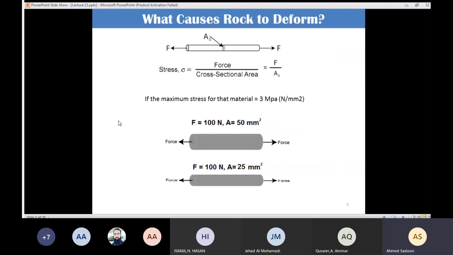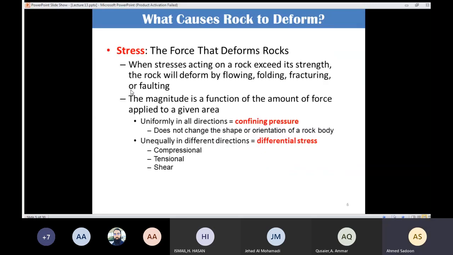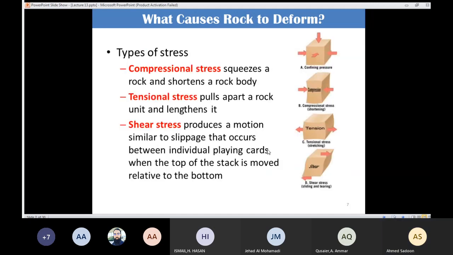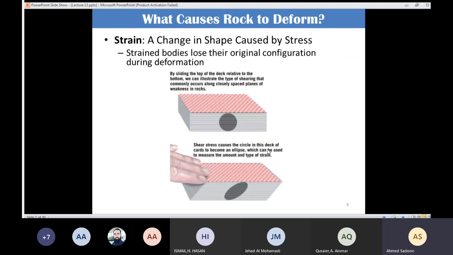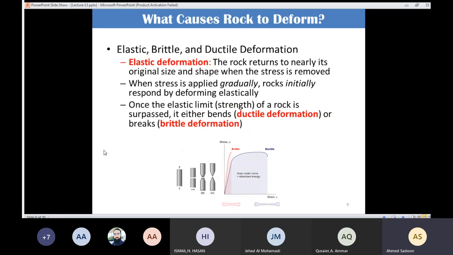And we discussed the concept of the stress. And also we said that the stress could be confining pressure or it could be differential stress. And also we talked about the strain, and we discussed the elastic deformation and the brittle and the ductile deformation. And I hope the idea is clear for you.